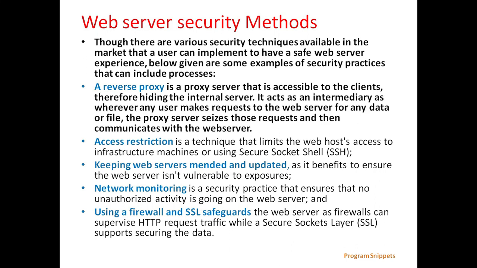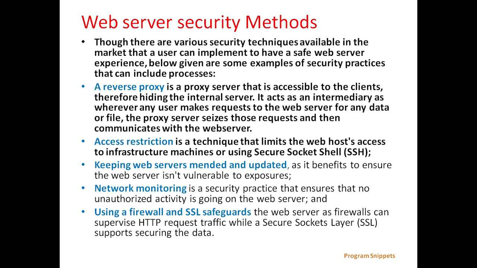A reverse proxy is a proxy server that is accessible to the client, therefore hiding the internal server. It acts as an intermediary: whenever any user makes a request to the web server for any data or file, the proxy server receives those requests and then communicates with the web server. Access restriction is a technique that limits web host access to infrastructure machines or uses secure shell, keeping web servers hardened and updated.